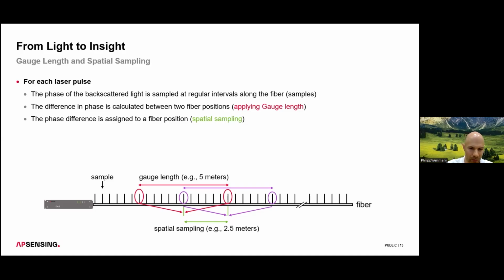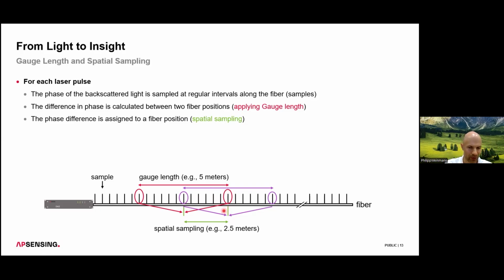That means you will have overlapping regions where the gauge length of the red data point and the gauge length of the other data point are overlapping. So if something happens in between here, where I can maybe use the laser pointer, this effect or this event will be shown in the left spatial sampling point, but it will also influence the data of the right spatial sampling point.